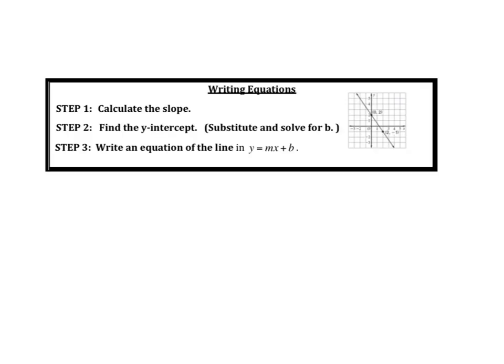In this lesson, we're going to review writing equations given the slope and the y-intercept. Remember, we need two things in order to write an equation in slope-intercept form. We need to calculate the slope, and we need to find the y-intercept, and remember that is substitute and solve for b, and we'll talk about that. We're not going to do that in today's lesson. And then we're going to write an equation of the line in y equals mx plus b.